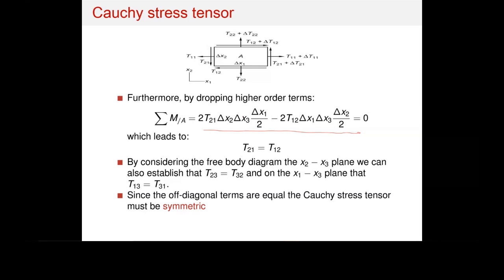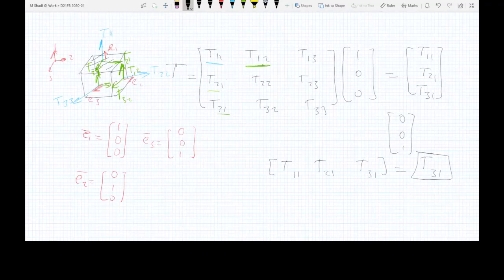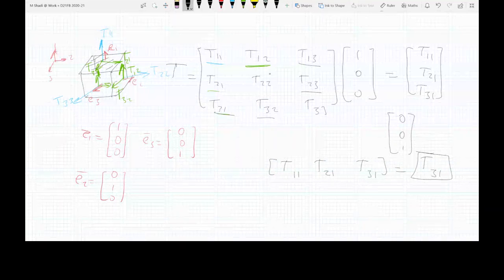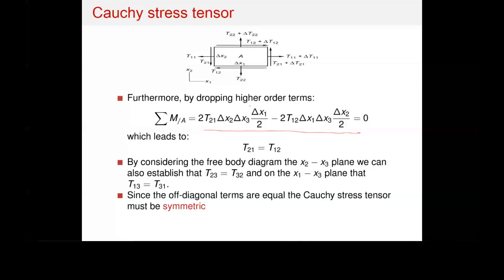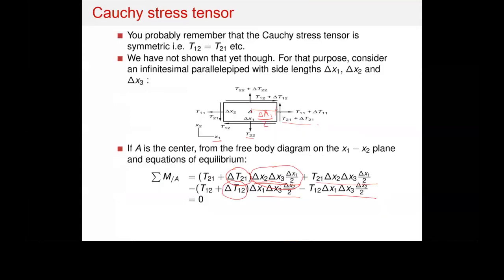So if we drop that, we are going to be left with this expression. If you divide by this expression, you have T21 is equal to T12. If you have that, you know that the matrix itself is symmetric. If this one is equal to this one, then the matrix is symmetric. You can prove in the same way that this one is equal to this one, and this one is equal to this one. So you know that the stress tensor is always going to be symmetric. I'll come back to this point. It is symmetric because you are ignoring these high order terms. If you don't ignore them, the matrix is never going to be symmetric.